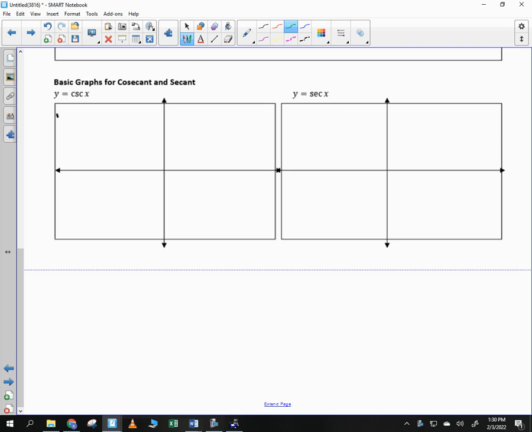Yesterday we sketched the parent function for cosecant. In order to get the graph of secant, what do you think I graphed first? Cosine, because cosine is the reciprocal. So as I graph cosine, I'm going to make a period of 2 pi, divide it in half to get pi, divide that in half to get pi over 2, and 3 pi over 2.